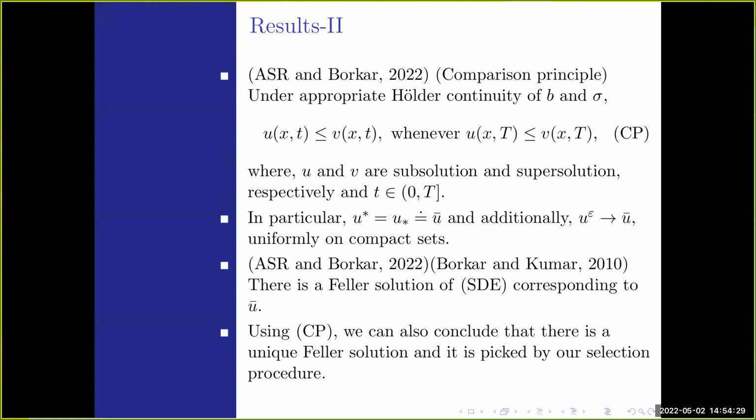In other words, we really have to show some kind of a comparison principle. So in our work, this is what we do. We show that this comparison principle holds under some kind of appropriate Holder continuity of B and sigma. Once we show this comparison principle, it is clear that these two candidate limit points are the same. And because they are both sub-solution and super solution, the candidate limit point happens to be the desired viscosity solution. Additionally, we would also get that these U epsilons are converging to U bar uniformly on compact sets of the respective domain.